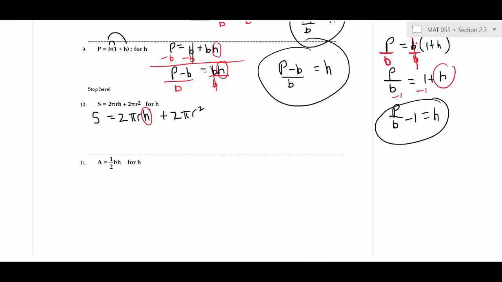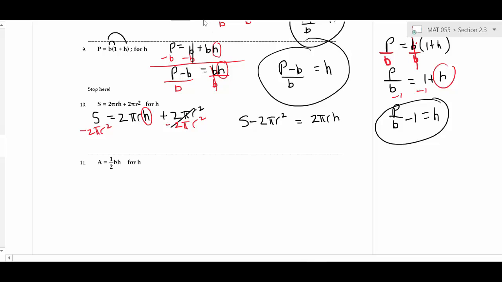So how are you going to get rid of it? You're going to subtract it. You pay attention to the operation. You can do this step in your head if you want to. So I'm going to subtract 2 pi r squared from both sides. That's going to leave me on the left side with s minus 2 pi r squared equals 2 pi r h, like that.